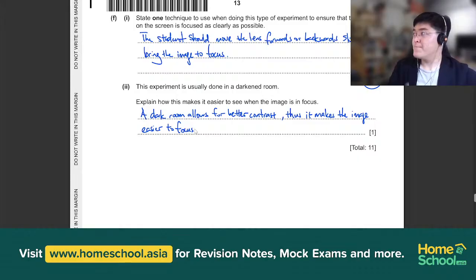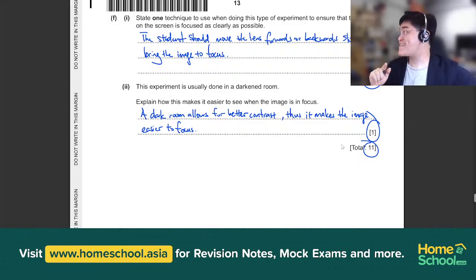Okay, just like that. So basically this is just one way to answer this question, okay? The other options are better contrast, or the edge of the image is sharper, more visible, easier to see. Any of that will get you your 1 mark over here, okay? And just like that, hopefully you should be able to get your full 11 marks for this question. So with that, I think we are done with question 3, yeah?